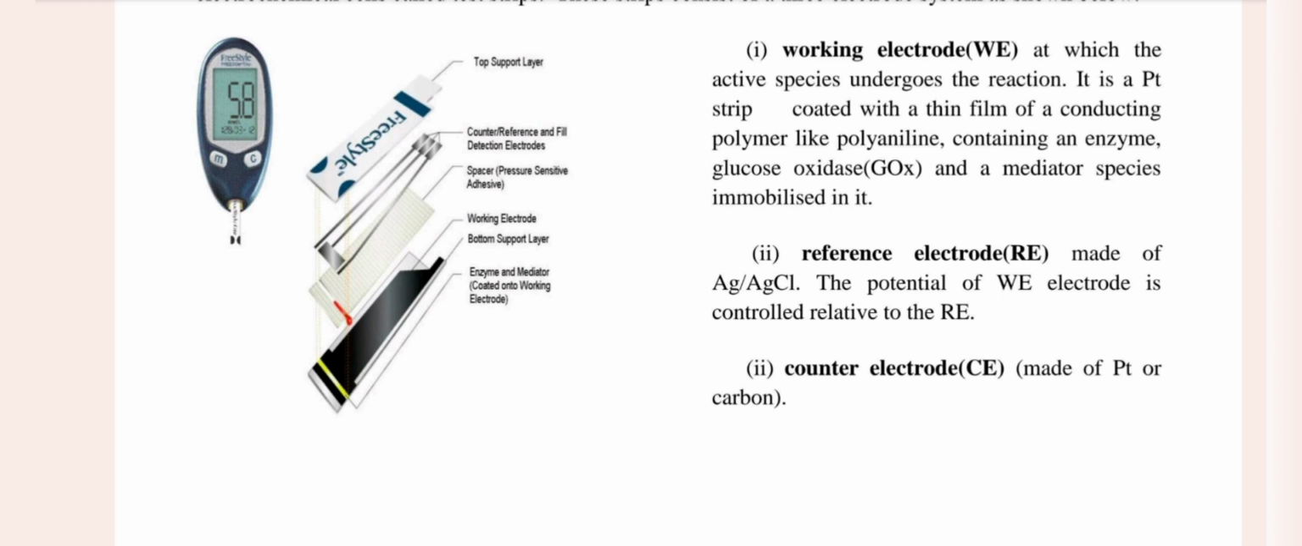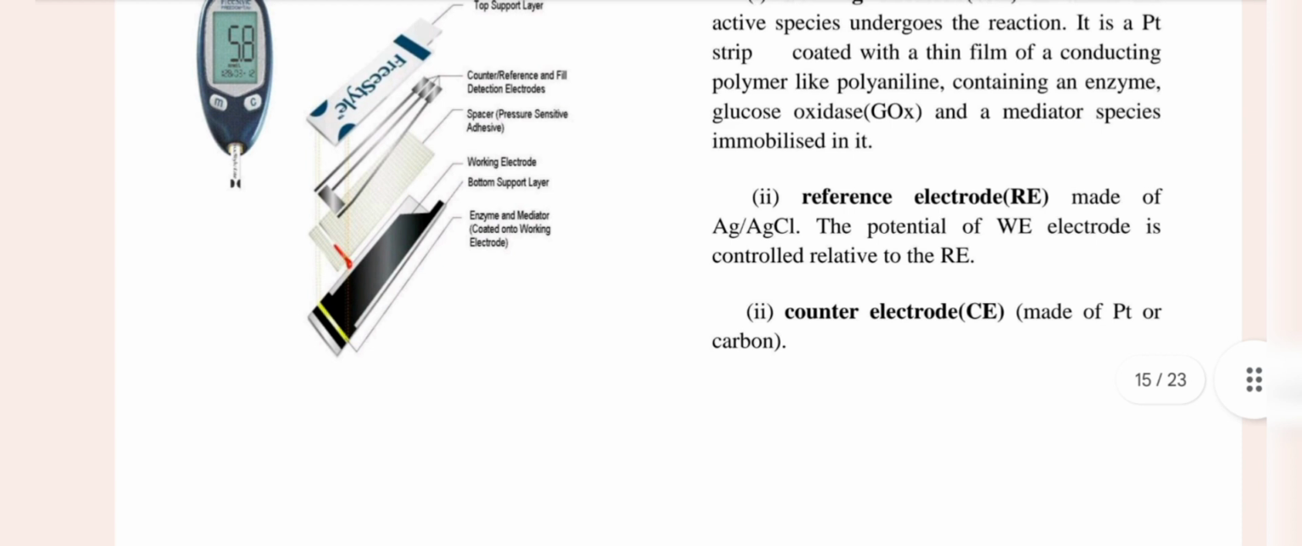The second type of electrode is the reference electrode, which is made up of a silver chloride electrode. The potential of the working electrode is controlled relative to the reference electrode. Then the counter electrode, which is made up of either platinum or a glassy carbon electrode.